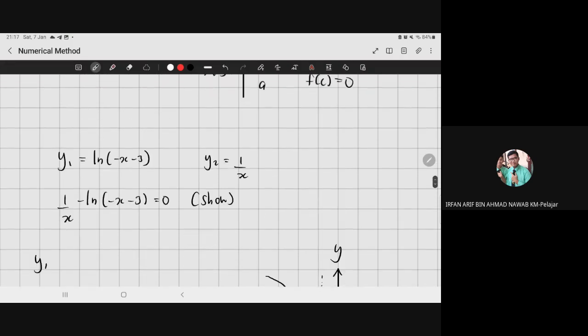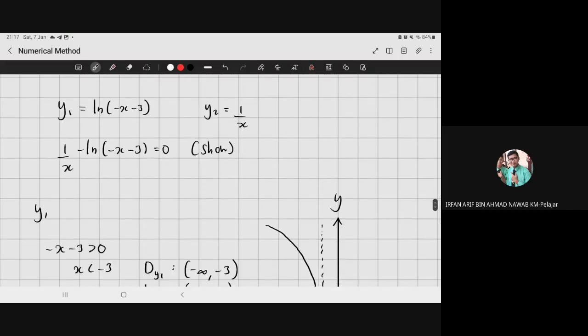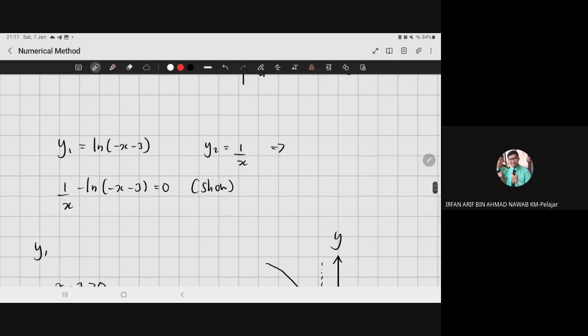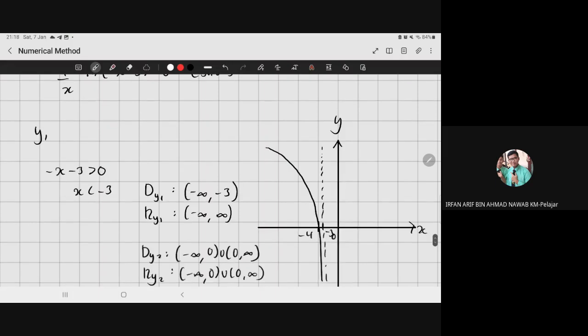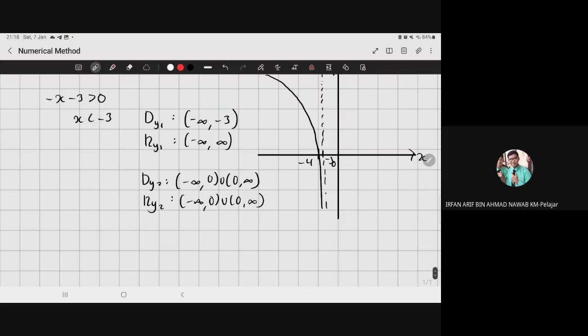If you want to know why I exclude 0, let's say y is 0. This implies 0 is equal to 1 over x, and 0 is not equal to 1. So basically 0 can't be included. The same goes for when x is equal to 0. All right. So y2 is 1 over x. For asymptote functions, recall back to your previous semester on how to graph them like this.